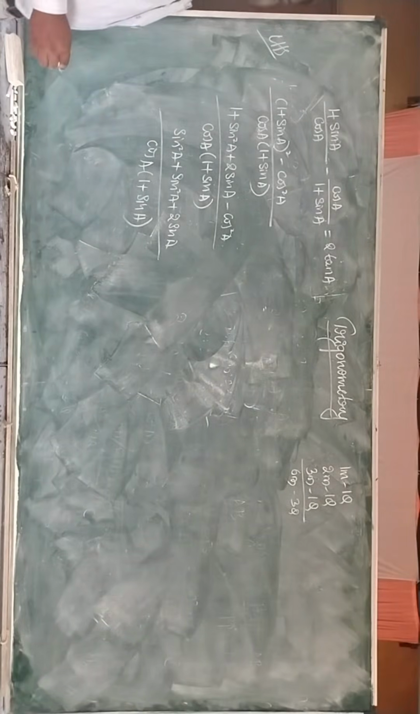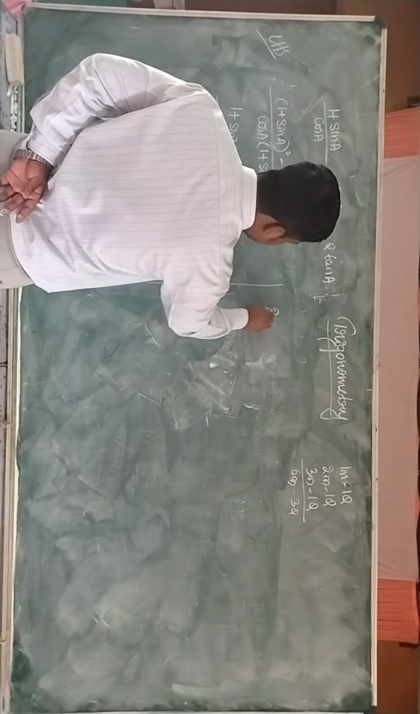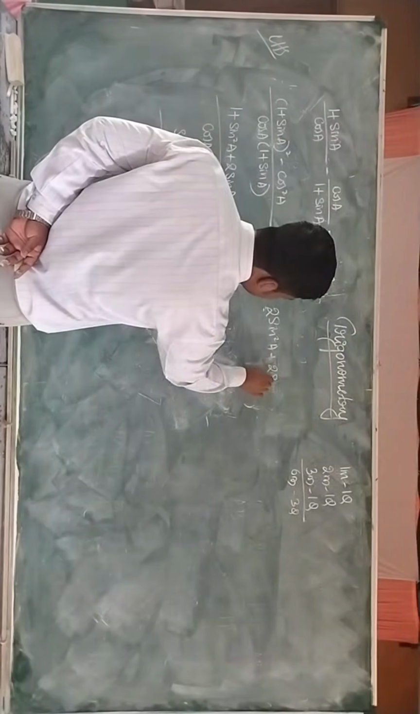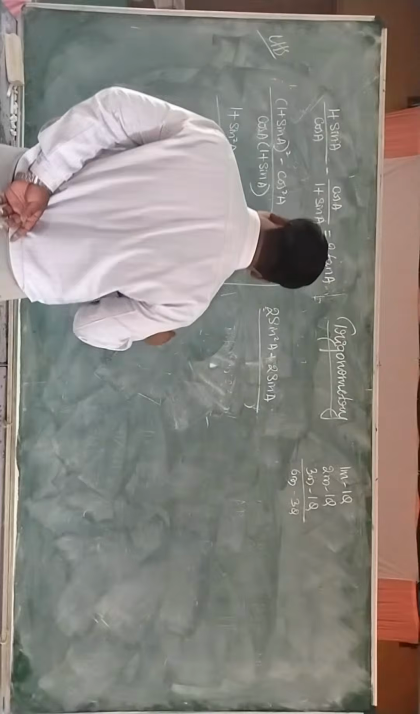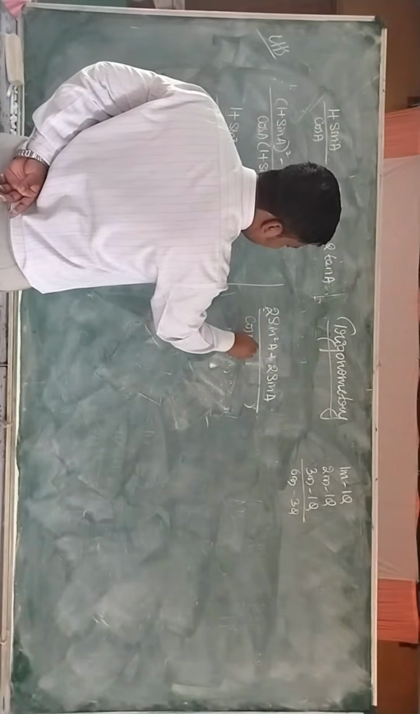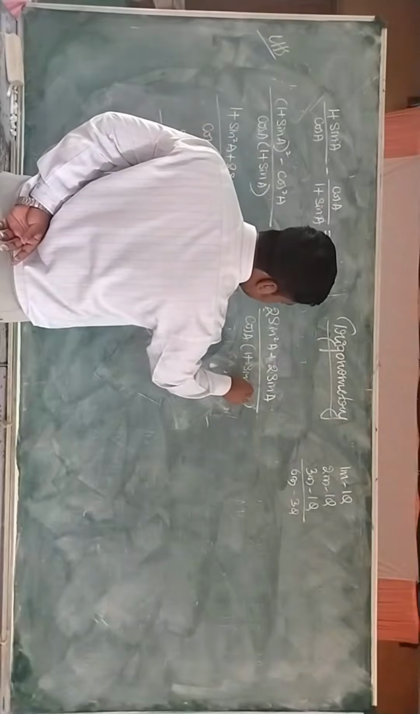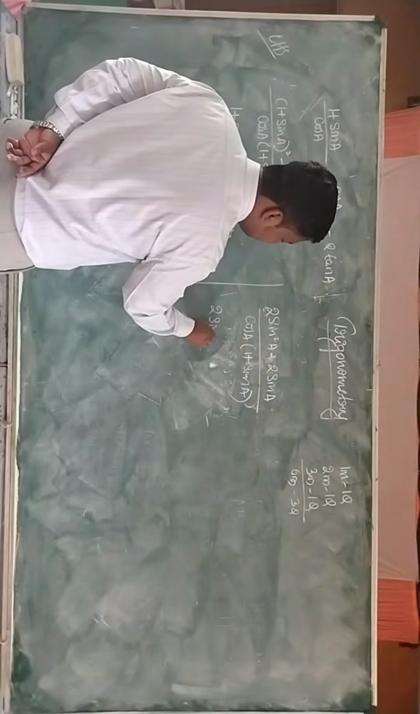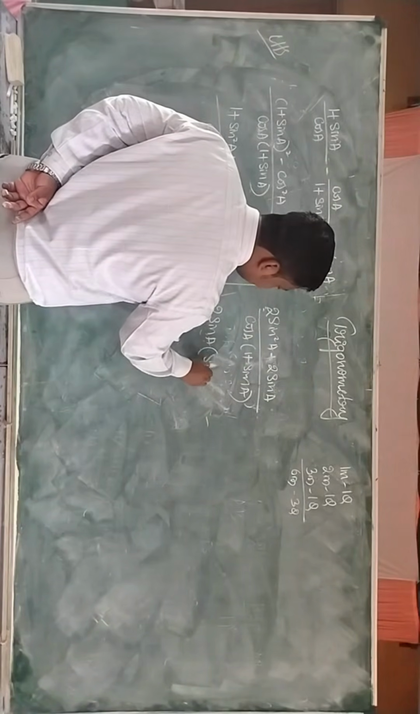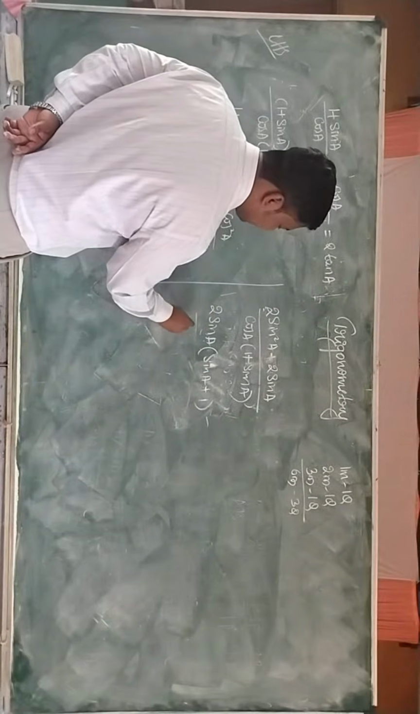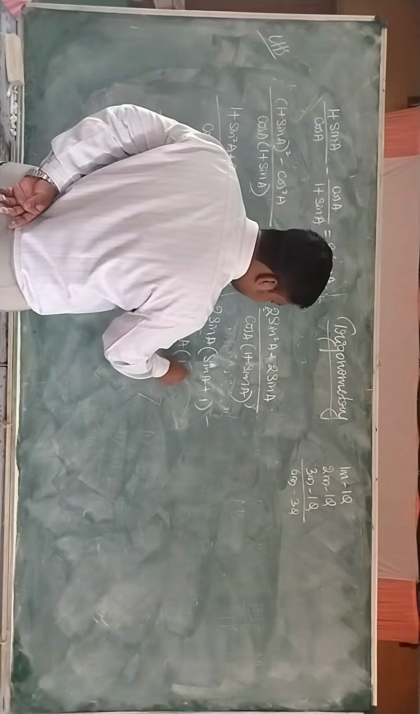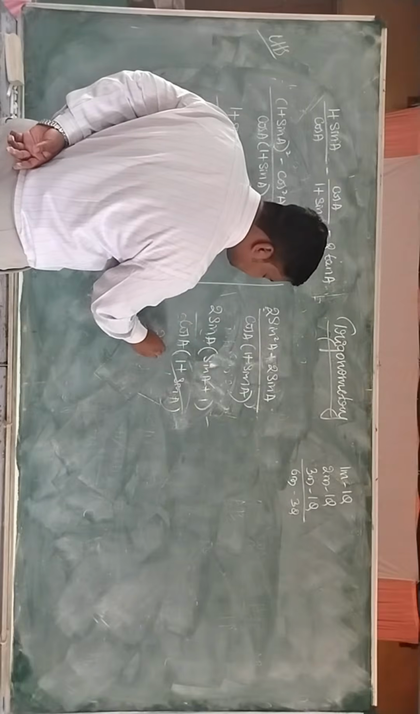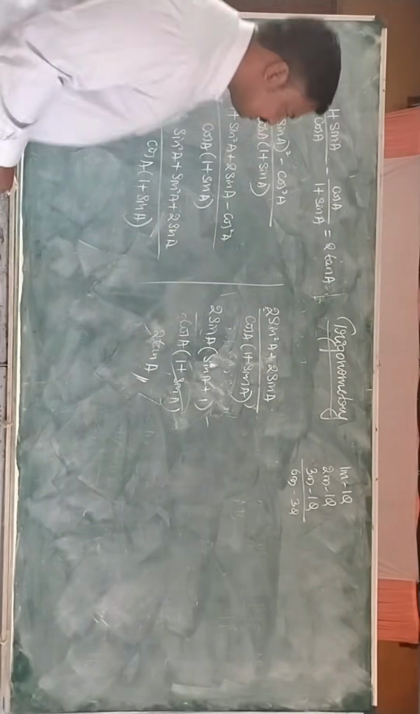Sin square, 2 times sin square. So 2 sin square A plus 2 times sin A, divided by cos A into 1 plus sin A. So 2 sin A is common. Here sin A plus 1 divided by cos A into 1 plus sin A. 1 plus sin A gets cancelled. 2 sin upon cos is 2 times tan A. Okay. Next example.